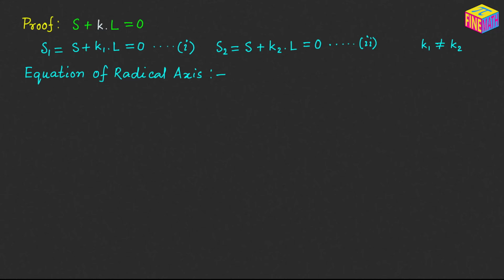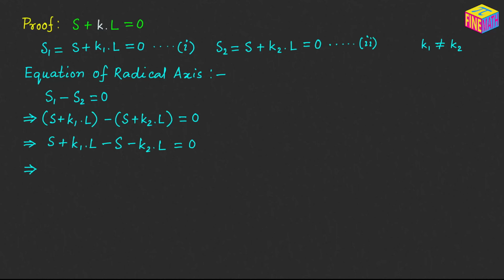Now in the previous video I have also explained how to derive the equation of radical axis, and we know that the equation of radical axis can be written like this: s sub 1 minus s sub 2 equals 0. And then let's plug in the values. So we can write the equation of the radical axis like this, and if we remove the parenthesis then it can be written like this. As you see, we have the positive s and the negative s, they will cancel out each other, and we are going to be left with something like this.